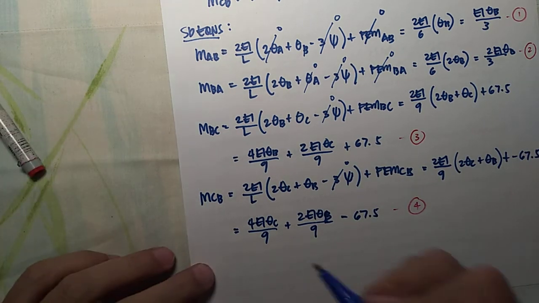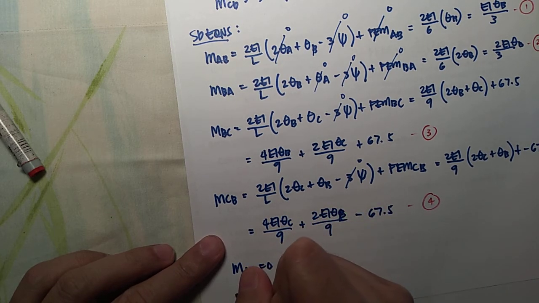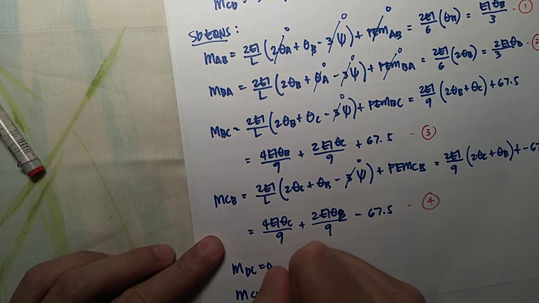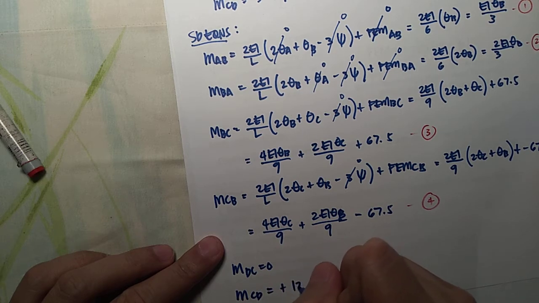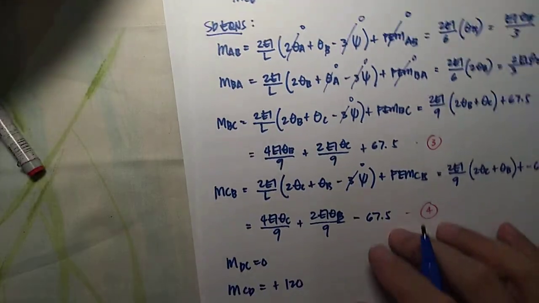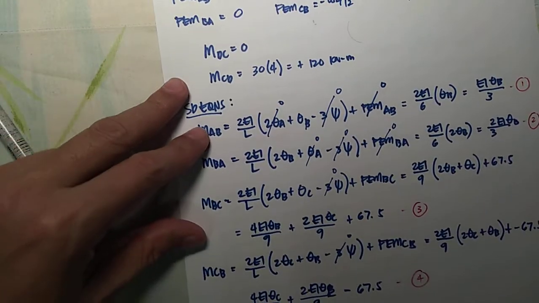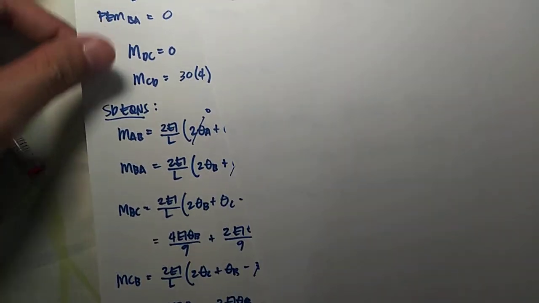MCB. Again, yung MDC natin 0. Okay, tapos yung MCD natin is positive 120. So I just copied it here. So ito na ngayon yung mga equations natin of the moments. Okay, next step is to relate by equilibrium.